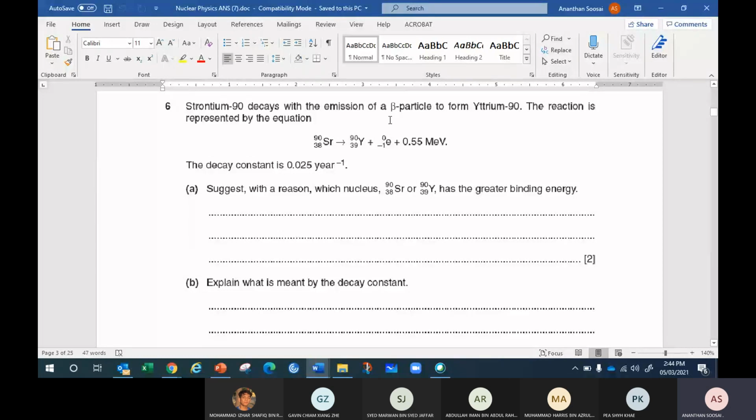Strontium-90 decays with the emission of a beta particle to form yttrium-90. The reaction is represented by this equation: strontium converted to yttrium plus a beta negative particle. 0.55 MeV of energy has been released. The decay constant is 0.025 per year, so they gave it per year. Suggest, with a reason, whether strontium or yttrium has a greater binding energy.